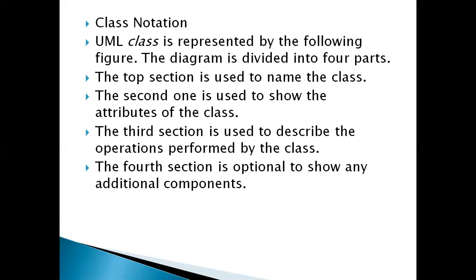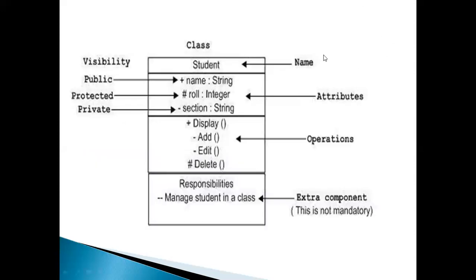Class notation. The UML class diagram is generally represented as follows. The diagram is divided into four parts. The top section is used to name the class. The second section is used to show the attributes. The third section is used to describe the operations performed by the class. The fourth section is optional, to show any additional components. So here, Student is the class name. These are the attributes, these are the operations, and these are the additional responsibilities.